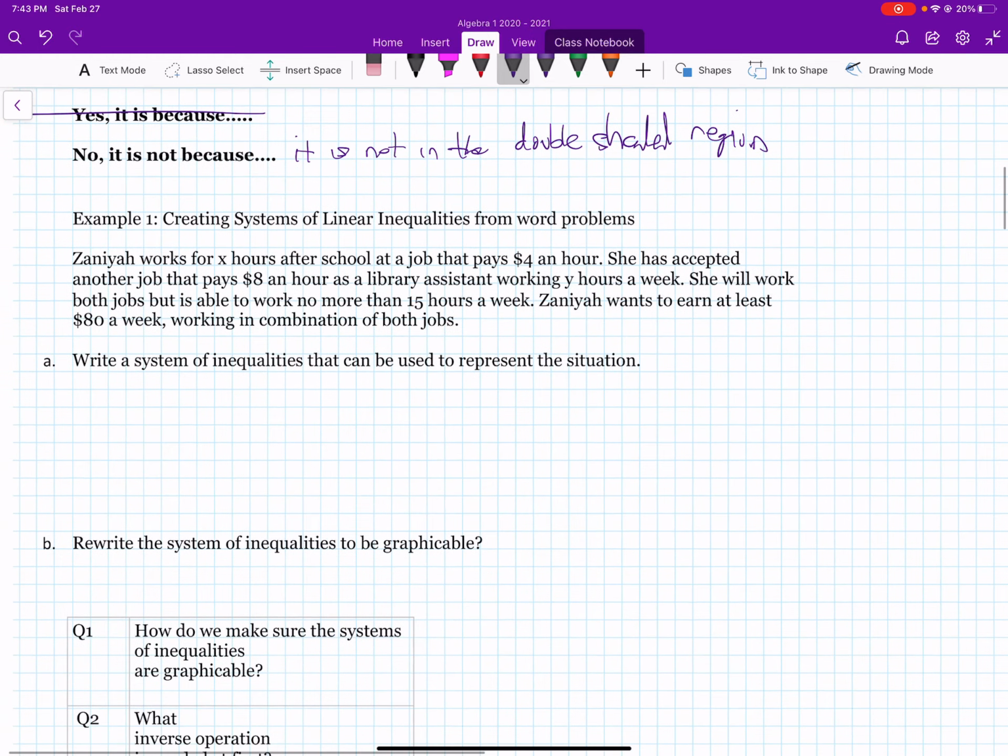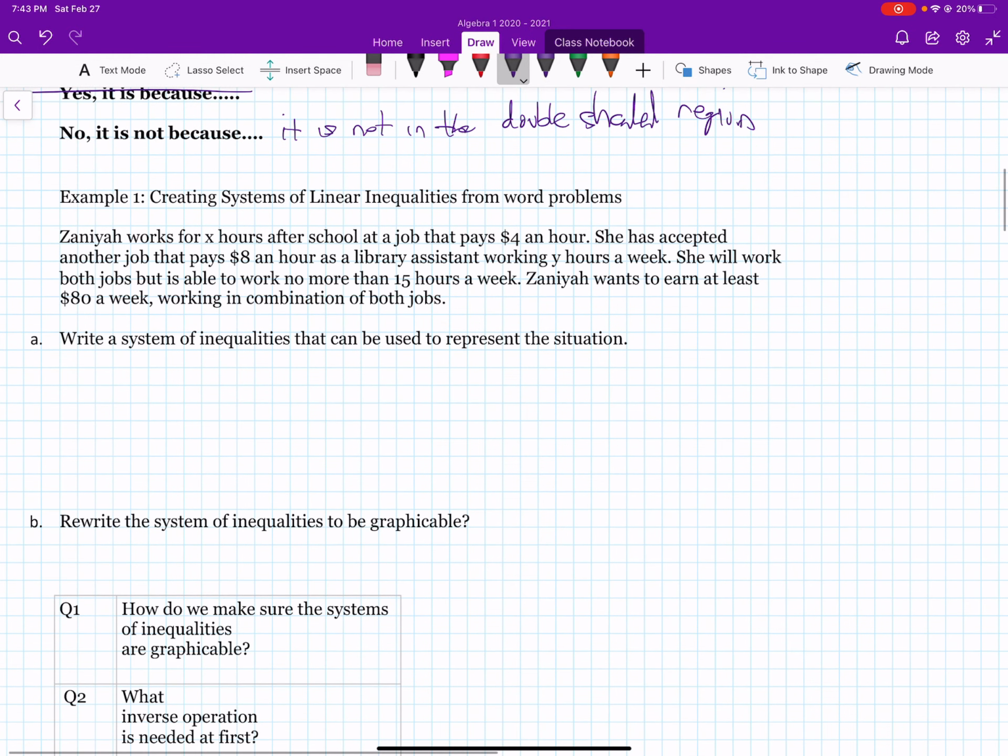So now let's move on, everyone, to example 1, create systems of linear inequalities from word problems. This is when we put everything together as one. Zanaya works for x hours after school at a job that pays $4 an hour. She has accepted another job that pays $8 an hour as a library assistant, working y hours a week. She will work both jobs but is able to work no more than 15 hours a week. Zanaya wants to earn at least $80 a week, working a combination of both jobs.